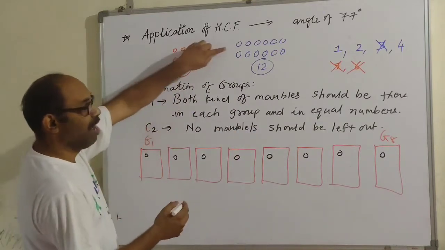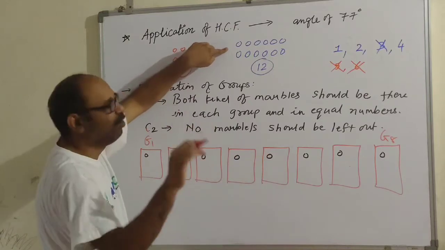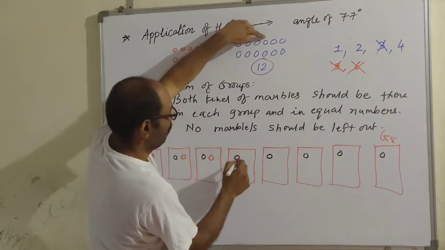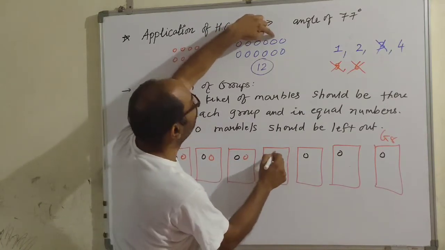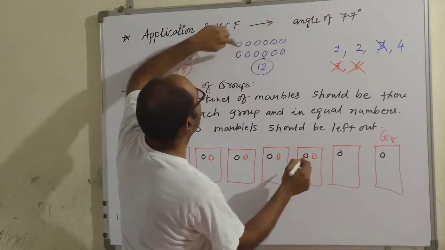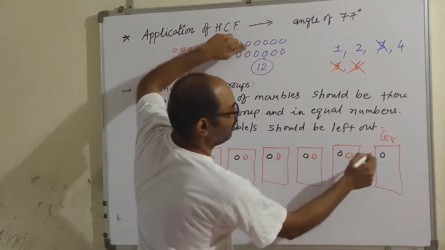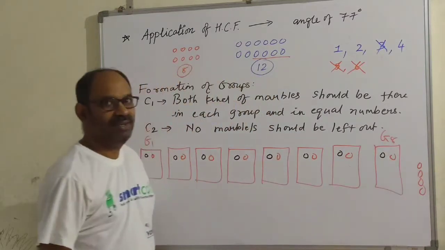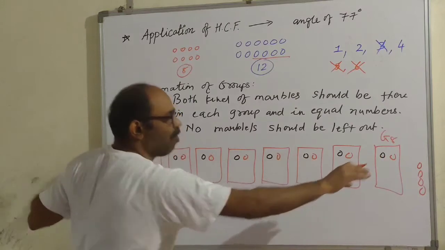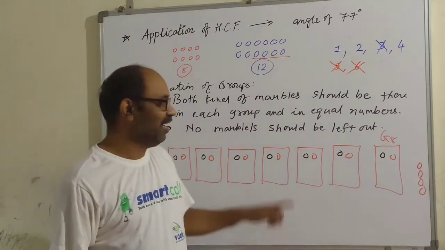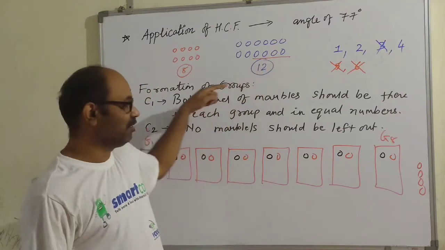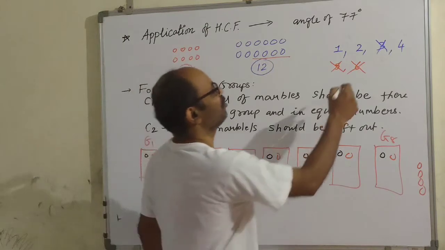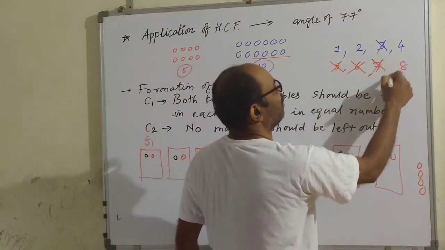Now I'll allot the blue marbles. Here the color changes, but I hope you'll understand. First, second, third, fourth, fifth, sixth, seventh, eighth. How many marbles are left? 4 blue marbles would be left, and you cannot distribute them among 8 groups. So this time the blue marbles do not satisfy the rules of the game. So formation of 7 groups can't be done, and 8 groups also you can't.